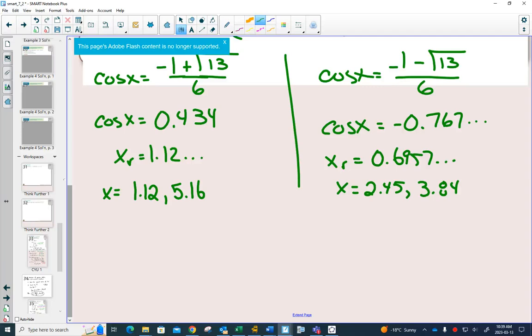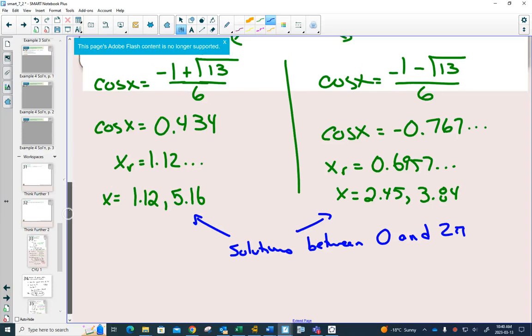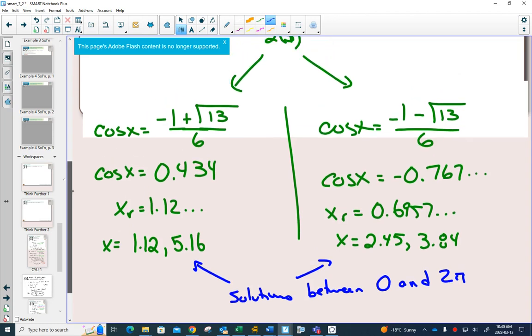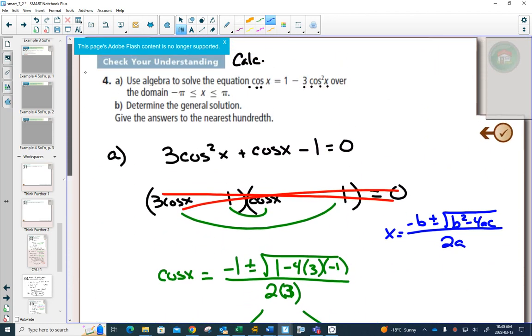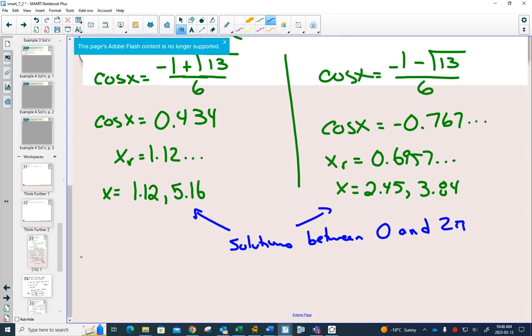So here we have, okay, let's make a note. These are the solutions between 0 and 2 pi. And this is where we go back and read the question and hope that they didn't ask for a different domain. Am I going to get disappointed? Yes? Oh, no. Between negative pi and pi. Right, the domain that they asked for was from negative pi to pi.